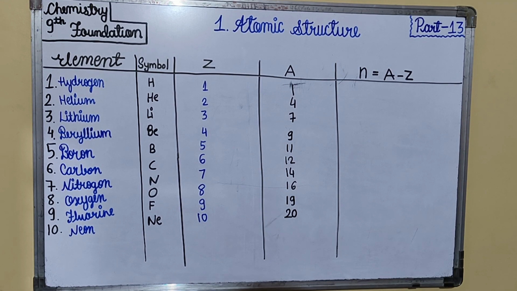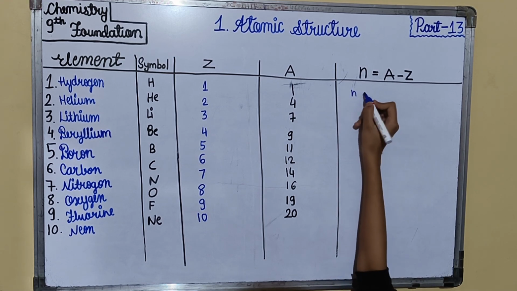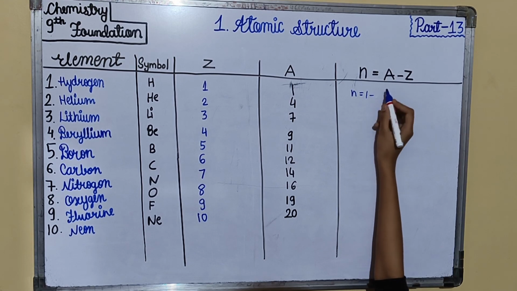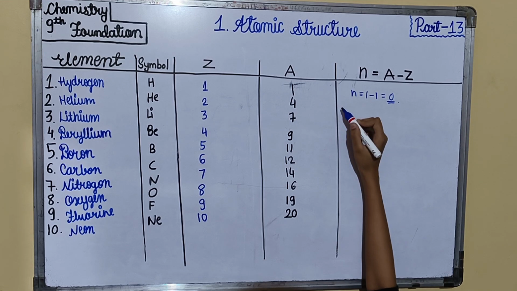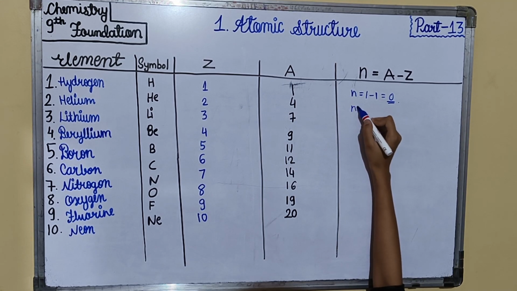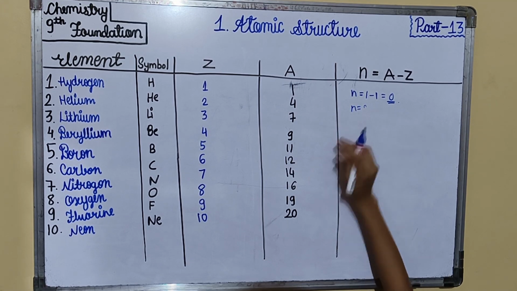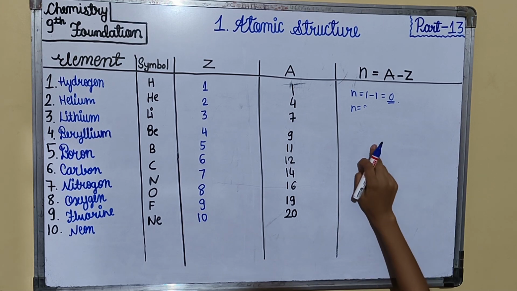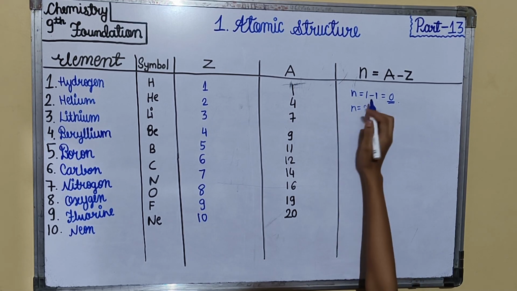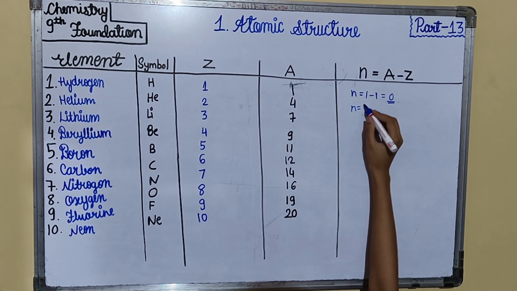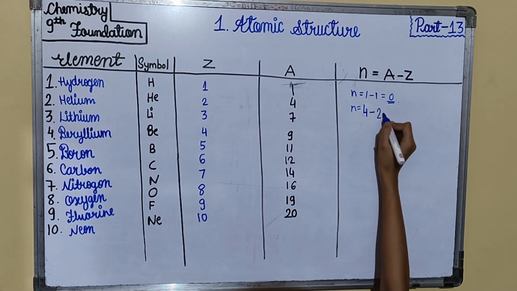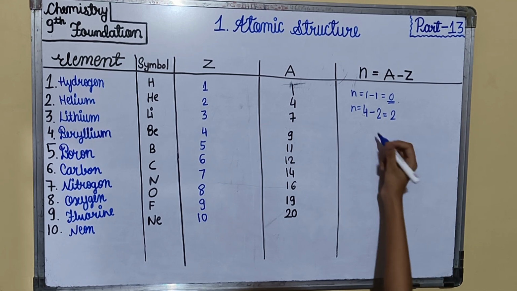And the value of neutron. Neutron is mass number minus atomic number. So the mass number of hydrogen is 1 and minus the atomic number of hydrogen is 1. That is 0. Then helium: neutron number is mass number minus atomic number. Helium's mass number is 4 and atomic number is 2. So the neutrons of helium is 2.